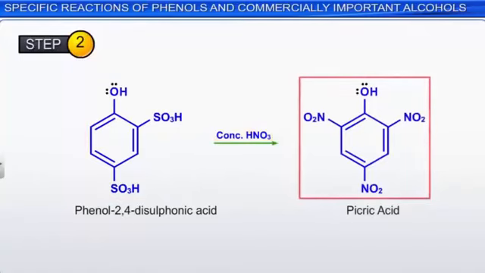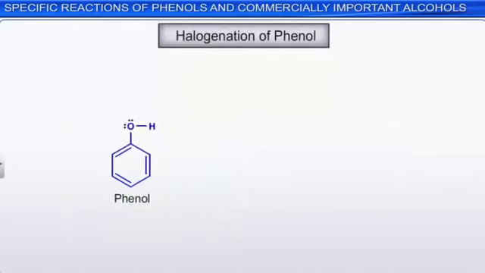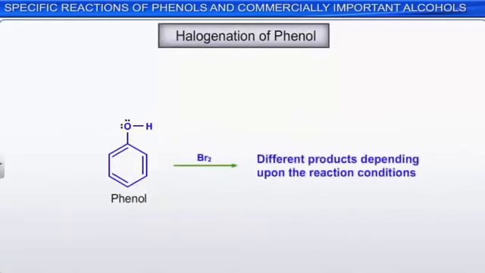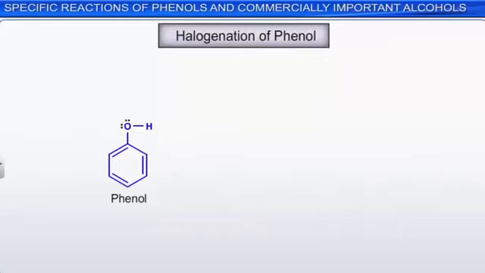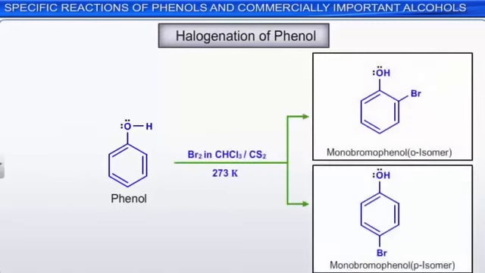Phenol also undergoes halogenation reactions. The reaction of phenol with bromine gives different products depending on the reaction conditions. Let's look at this in more detail. If phenol is treated with bromine in low polarity solvents, such as chloroform or carbon disulfide, at room temperature, monobromophenols are produced.